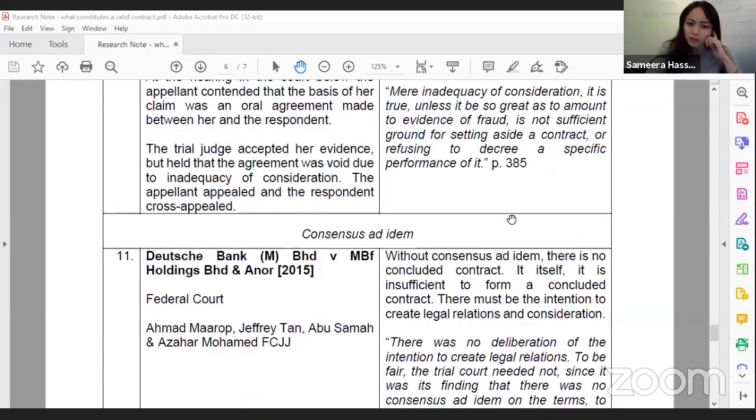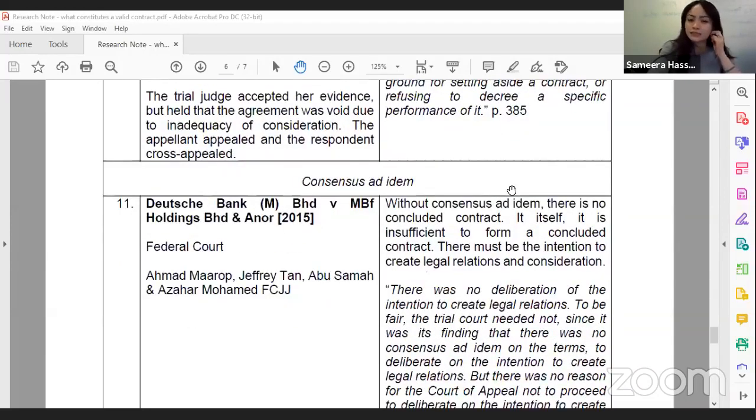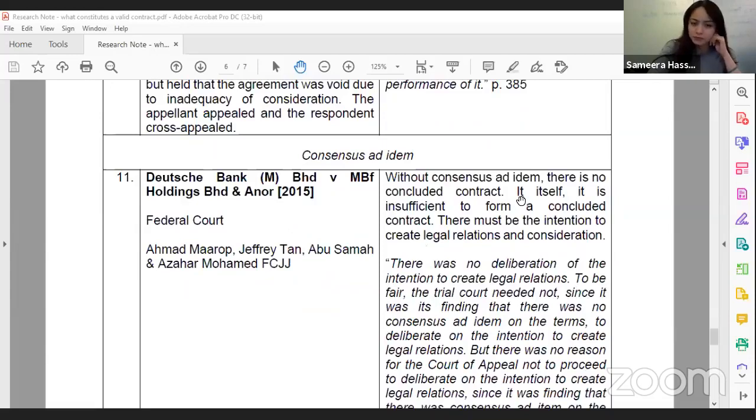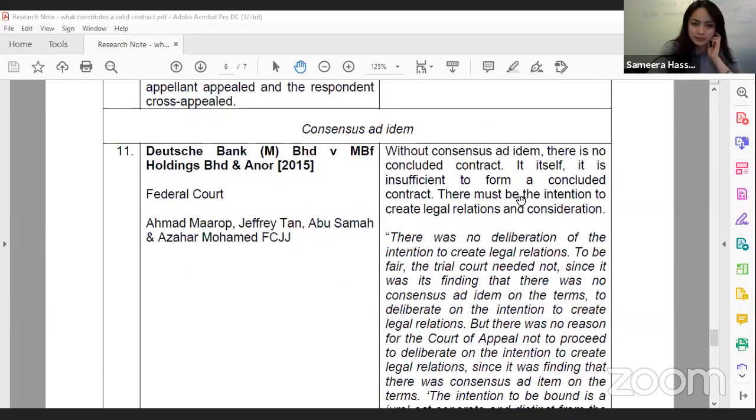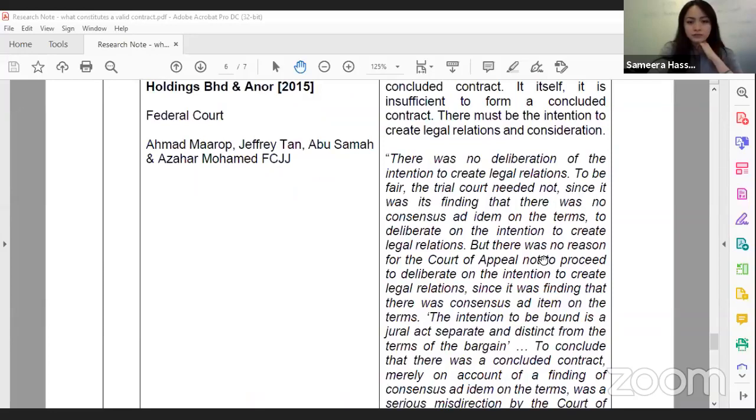So again, consensus ad idem. This is just in a case. Well, it's actually similar to intention to create legal relations, but let's just see what this case says. It's the case of, well, I am not good in German, but it's Bank something, Malaysia Berhad, and MBF Holdings Berhad and another. So this is a Federal Court case. What it says is that without consensus ad idem, there is no concluded contract. It is itself insufficient to form a concluded contract. There must be intention to create legal relations and consideration.